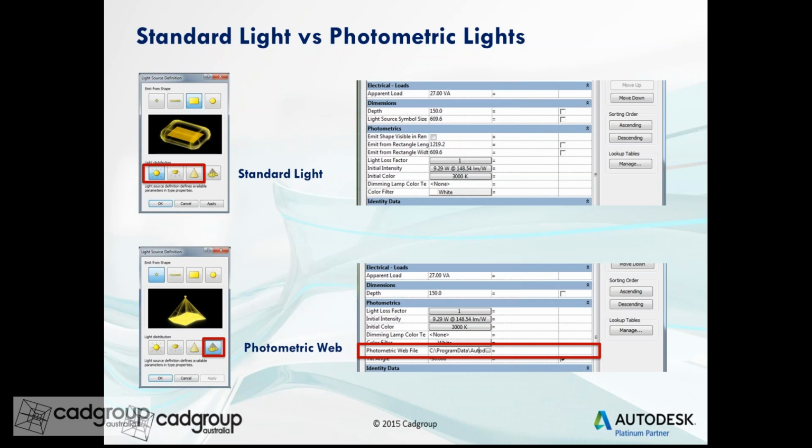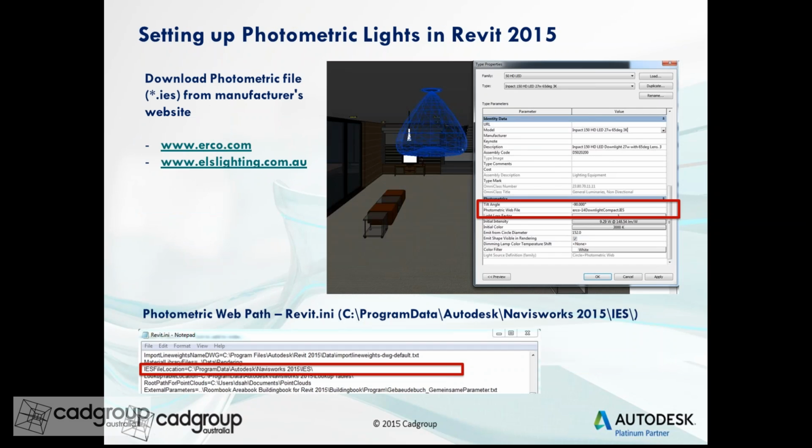Now, the light source information can be changed from the family editor environment, not within the project. So later I'm going to demonstrate how to change that. In this particular example, in the family editor, if we change the light source definition to web, it will automatically add a parameter called photometric web file. That's where you add those digital files that you can download directly from some manufacturers.